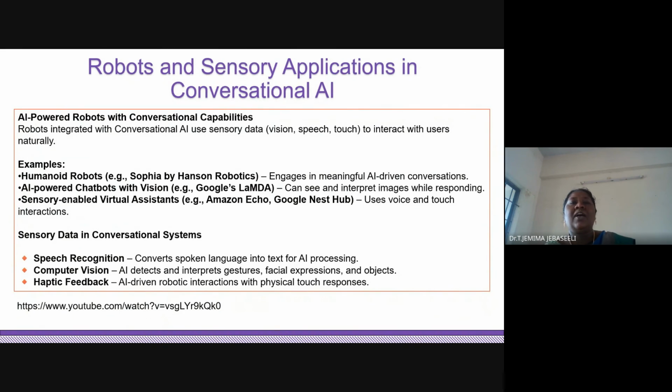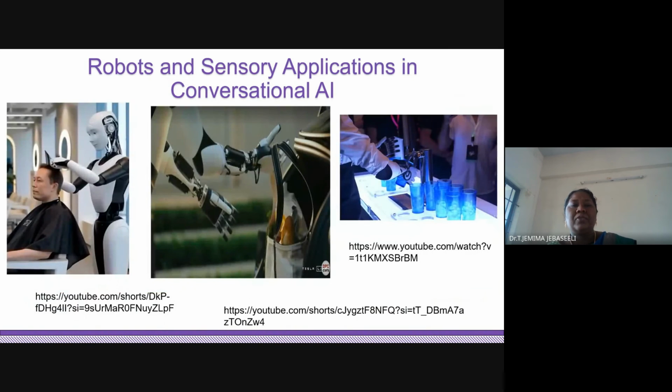Next, how we can include it in a robot and sensory application, how we can integrate this kind of features. For example, Elon Musk created many robots, from the robotic industry. If you want assistance, you can just buy one robot and make it your companion. You can keep the robot with you always.